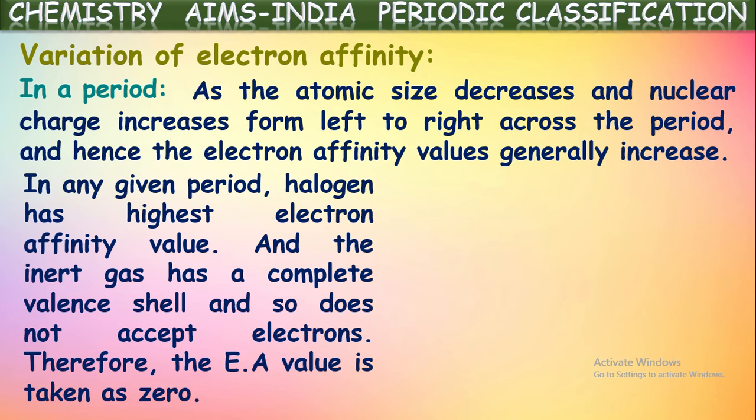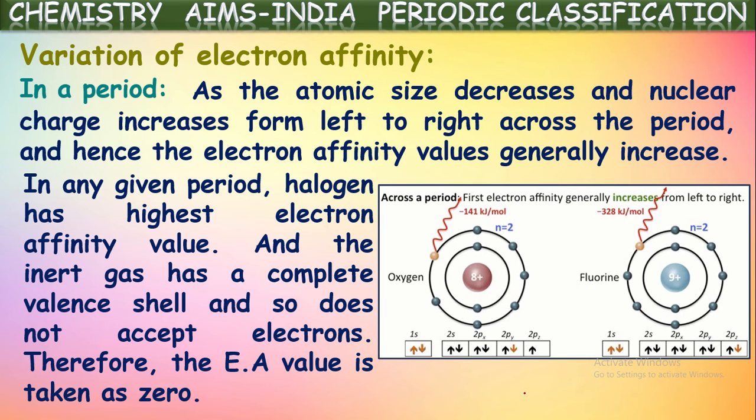Now we can say in a period from left to right, electron affinity increases till the halogens, that is the 17th group, but it becomes 0 for the 18th group, the noble gases. Now we can say in any period the halogen element has the highest electron affinity value. So this happens in a period: from left to right, electron affinity value increases.